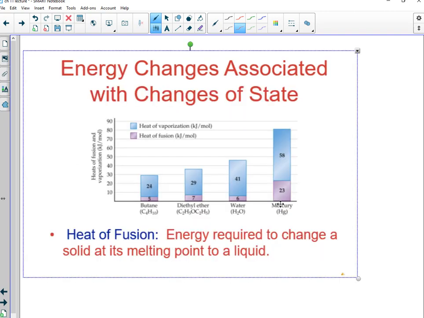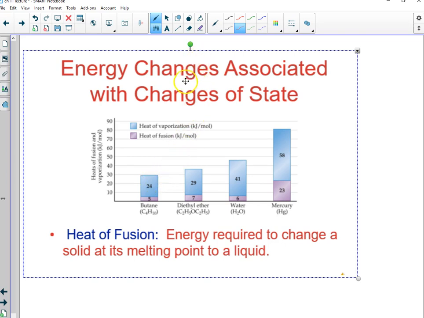Heat of fusion. Was that one of your terms? I know that this chapter is just a lot of vocab, but it just is. I can't control that. Heat of fusion is the energy required to change a solid at its melting point to a liquid. Okay? And it's definitely 100% tied to the intermolecular forces. The greater the intermolecular forces, the greater the heat of fusion, meaning the more energy you have to put in to break the things down.